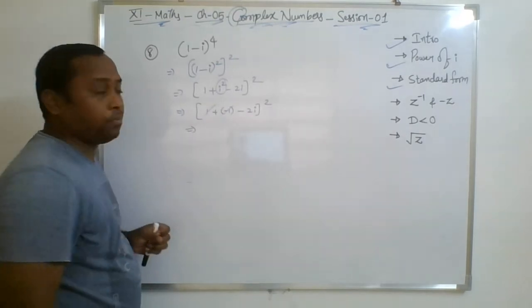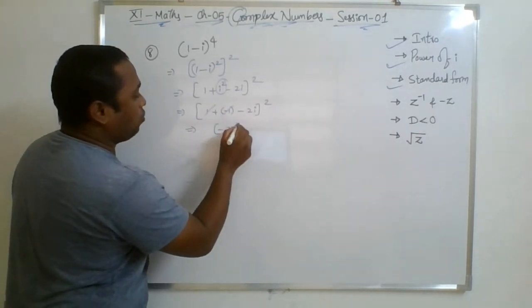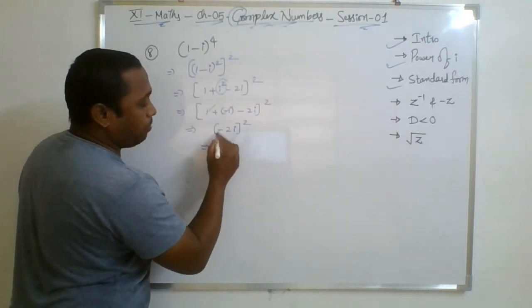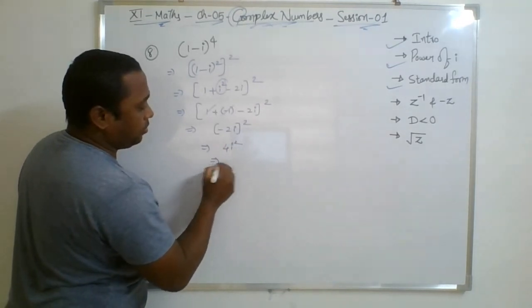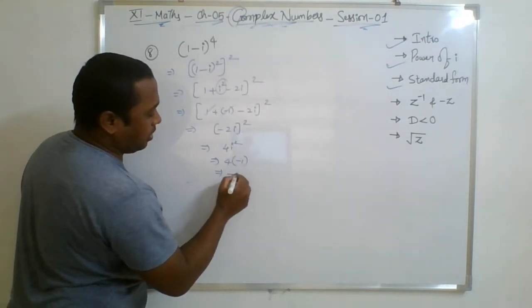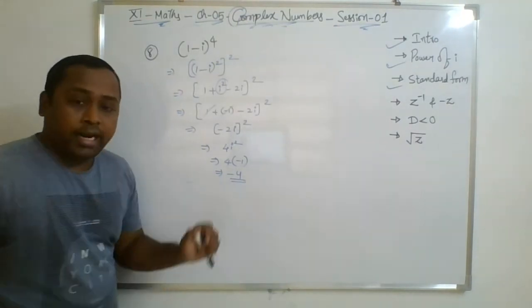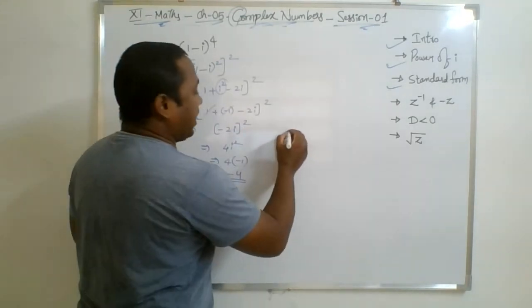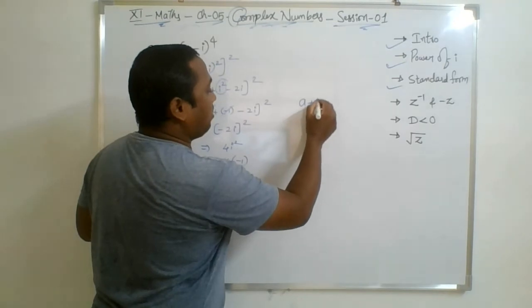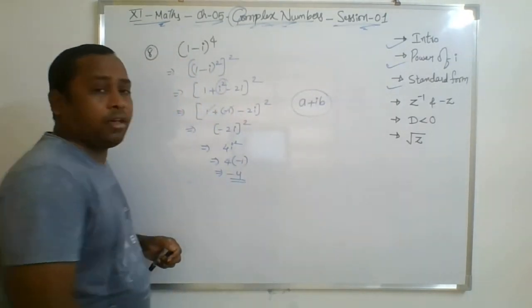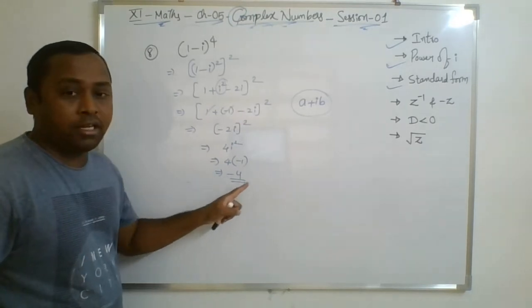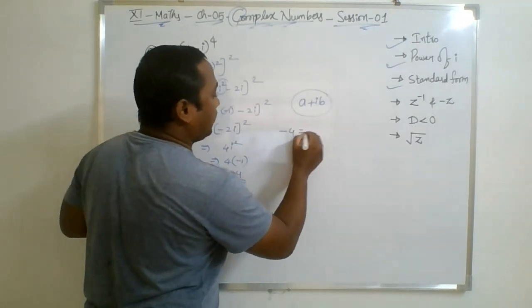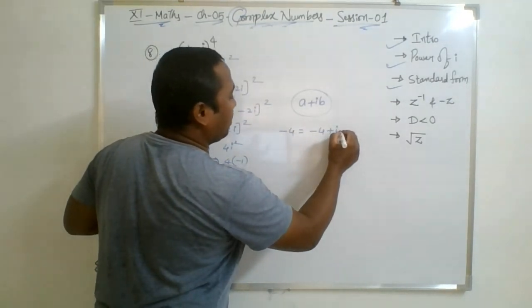Plus 1 minus 1 is 0. What is left? (Minus 2i) whole square. Now open this square here: 4, it becomes positive, 4i square. So 4, i square value is minus 1, answer is minus 4. Right? Answer is minus 4, but it is not in the standard form. What is the standard form you need to write? You need to write the answer in the form of a plus ib. Hence, if there is no imaginary part in the answer, I would write minus 4 as minus 4 plus i into 0.